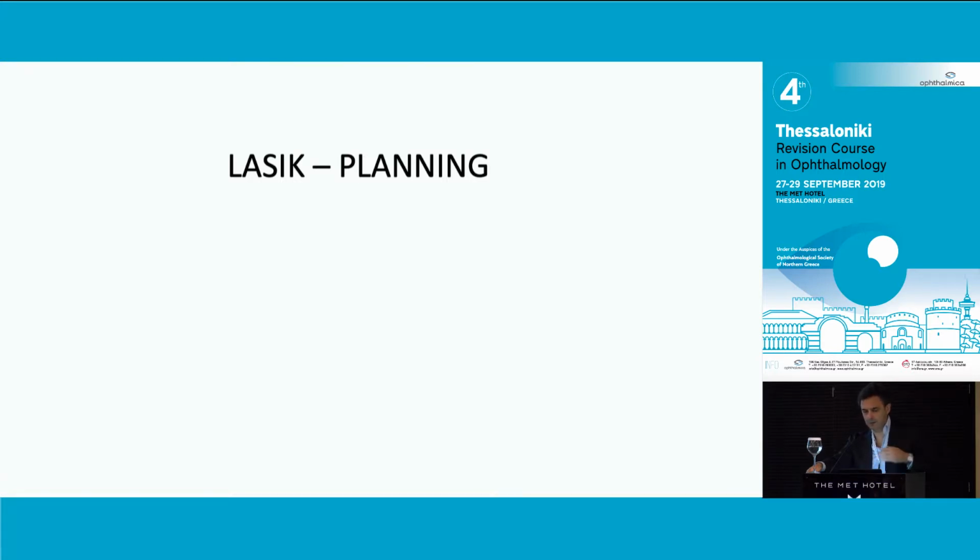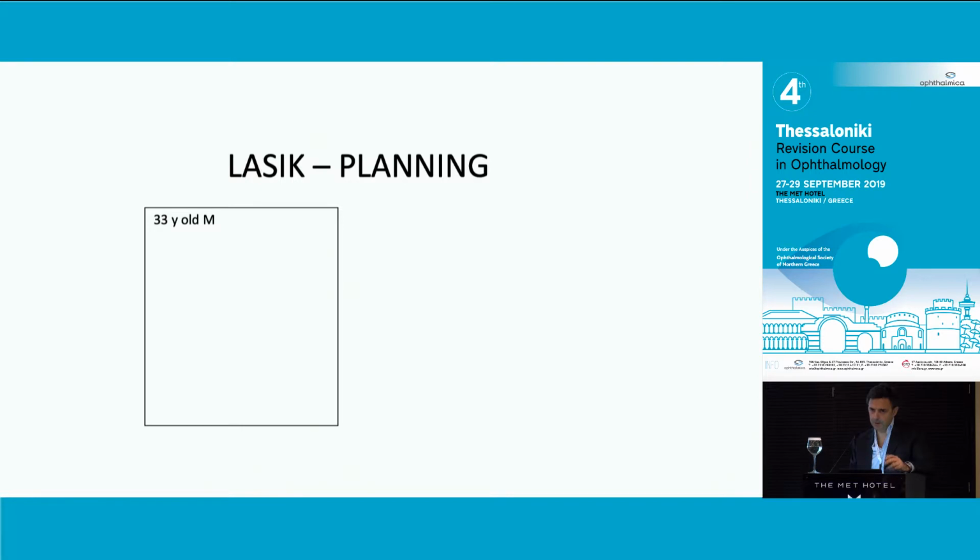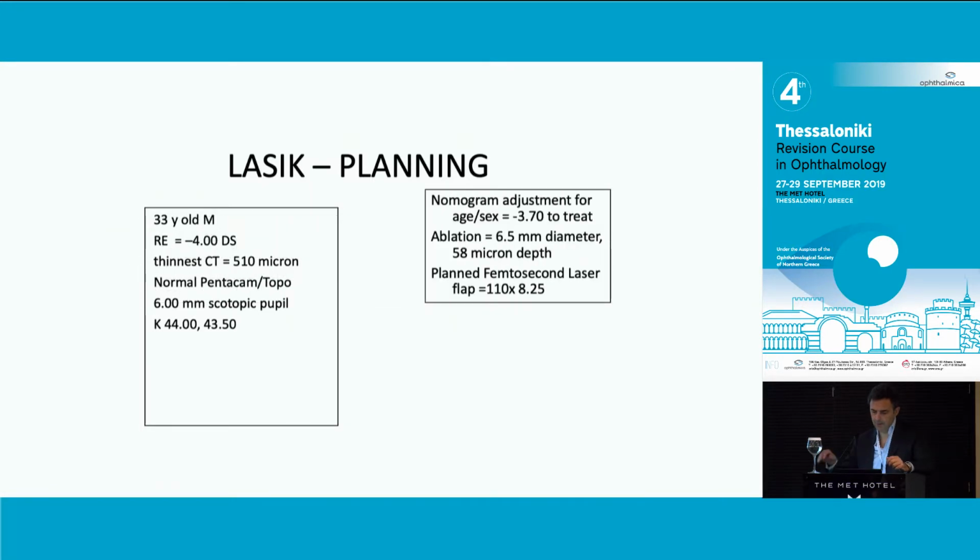I personally prefer to leave it at least 300. So briefly, imagine that you've got a patient, just for the sake of mental calculation, 33, -4, thinnest cornea is 510 micron, normal Pentacam, everything normal, 6 millimeter scotopic pupil, normal case, everything is good. Sometimes you need to do a nomogram adjustment for age and sex, but most modern lasers will do that for you. You must have your own nomogram.